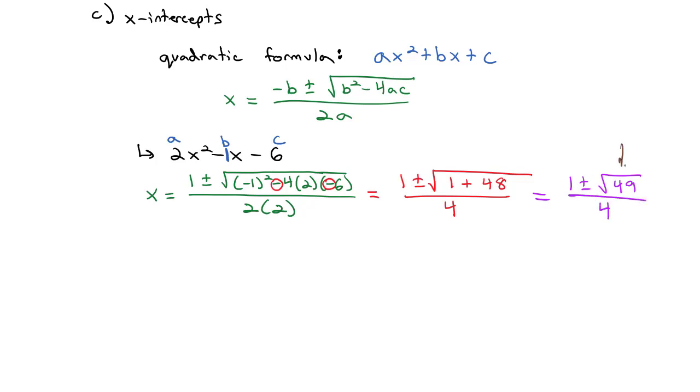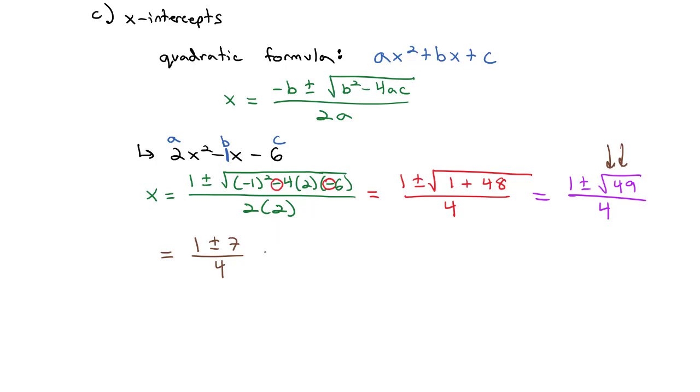And I can actually do the square root of 49. I could do it on my calculator, or I might just know that that is 7. So I have 1 plus or minus 7 all over 4. Now you might have been thinking, what is that plus or minus for? That plus or minus means we really have two answers that are squeezed together with shorthand.